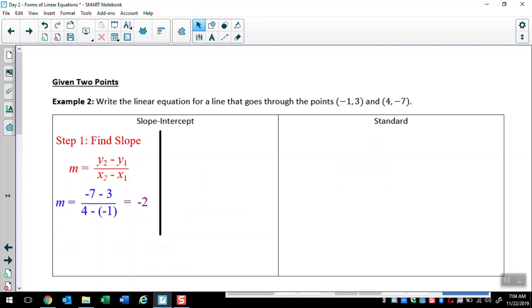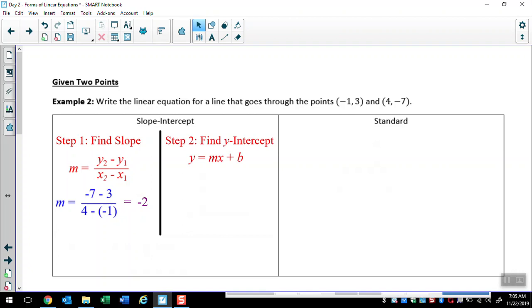But because I want to show you both methods, this time I'm going to start by finding the y-intercept, and then we'll go directly to the slope-intercept form. Once I've shown you this method, then you can go back and forth between the two. It doesn't matter which one you use. Once you have slope, you can either find your y-intercept and then substitute it all in, or you can use your point slope. All right, so to find our y-intercept, we're going to start with y equals mx plus b.